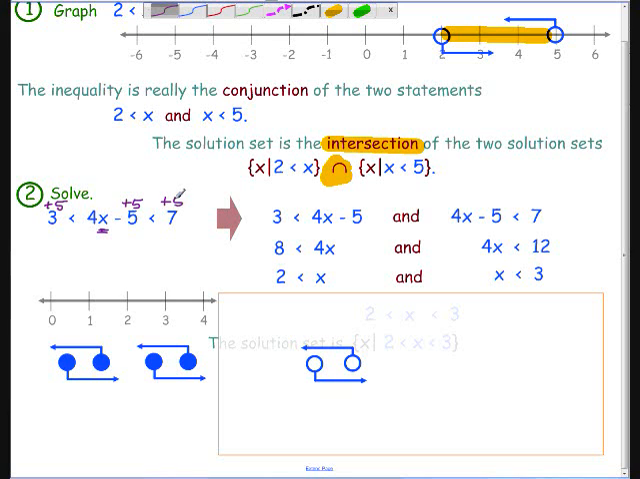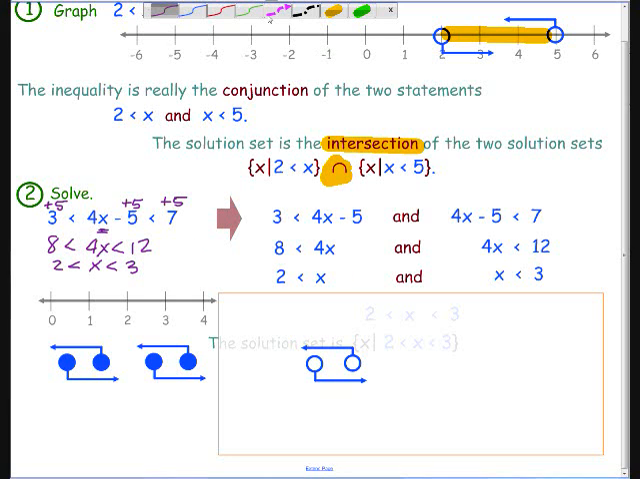I mean to all three members, which gives me 8, which is less than 4x, and this is less than, this should have been 12. Then when we divide everything through by 4, we get 2, x is greater than 2 and less than 3.